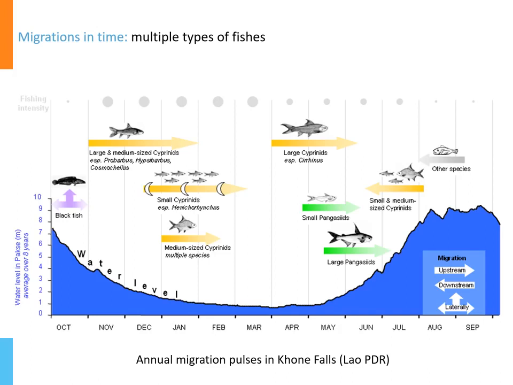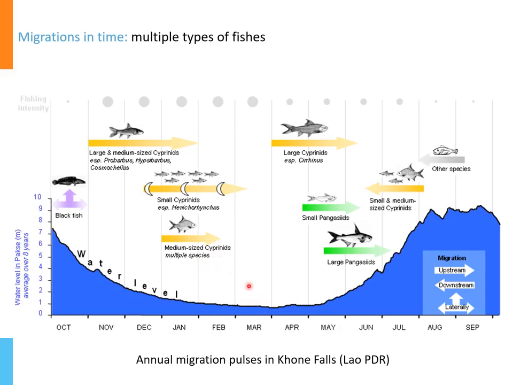Migrations are also multiple in time. If we look at an example from Khone Falls, we can consider the year starts in October when the water level recedes, and in November you have the first migrations going upstream. They are the migrations of large and medium-sized cyprinids. They are followed by the migrations of very small cyprinids like Henicorhynchus, trey riel, and these fish tend to follow the moon and to migrate by batches following the moon. At the same time, a little later, you have the early migrations of medium-sized cyprinids.